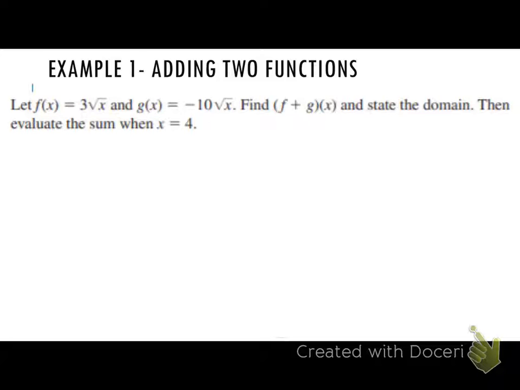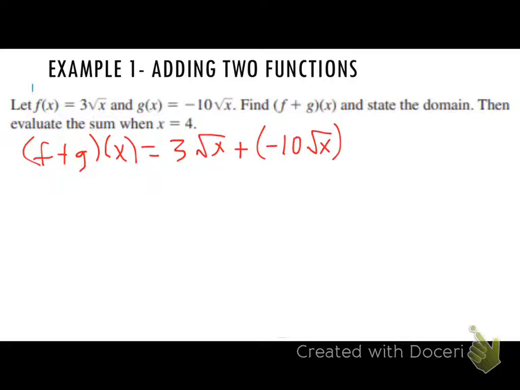Example 1, adding two functions. Let f of x equal 3 square root of x and g of x equal negative 10 square root of x. Find f plus g of x and state the domain. Then evaluate the sum when x equals 4. So we're just adding the two functions, right? So I've got my f of x function plus my g of x function. Is everyone good with what I've just done?